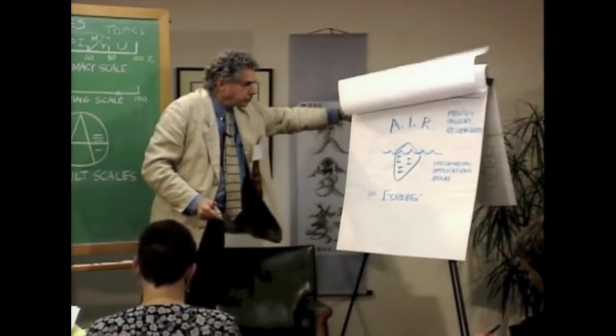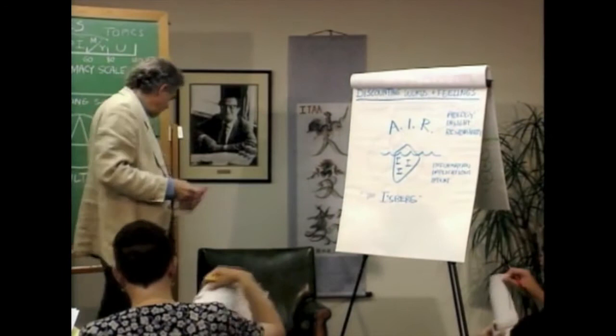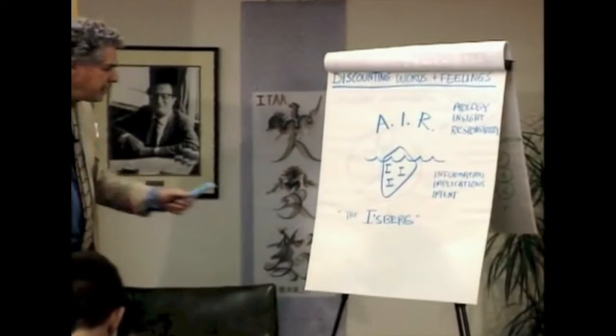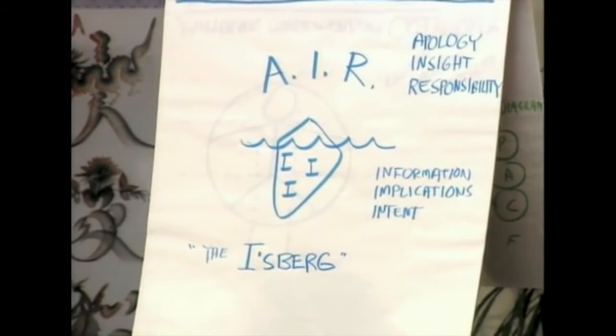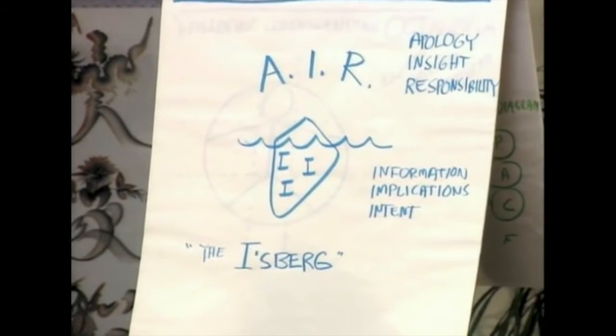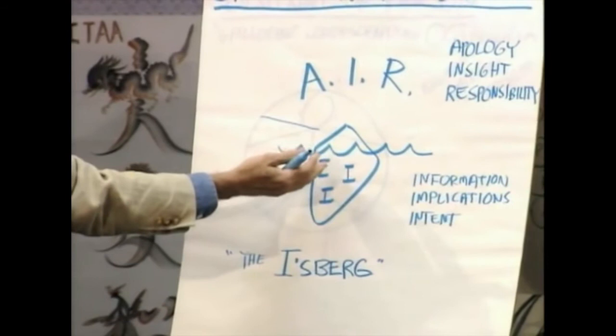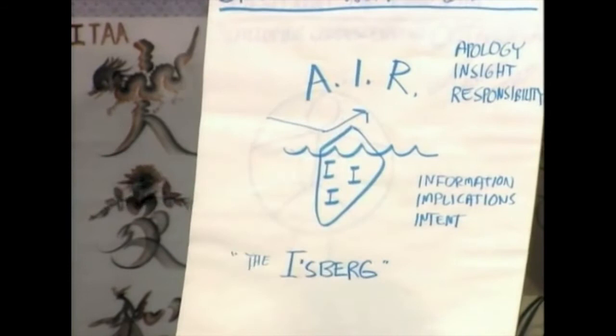Next is discounting. This is something I call the iceberg. See, haha, it looks like an iceberg, but it has little eyes in it, so it's an iceberg. This is discounting. A person talks to the other person, and they think what they're bringing up is very important, but this other person just skims right off and doesn't even hear it.